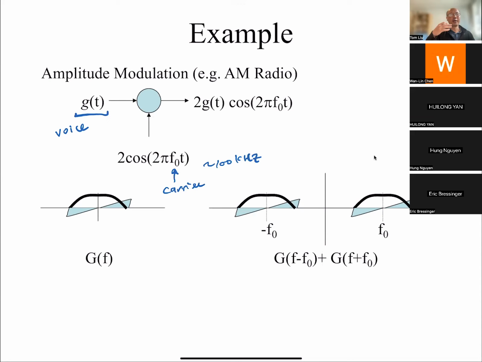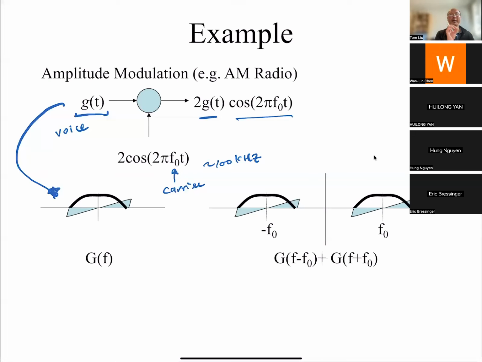So then basically you take that waveform and you multiply it by a cosine of a higher frequency. And so now you get g(t) times cosine 2 pi f naught t. So I've done a multiplication in the time domain. So if we think about it in the frequency domain, let's say this is the Fourier transform of your voice waveform.